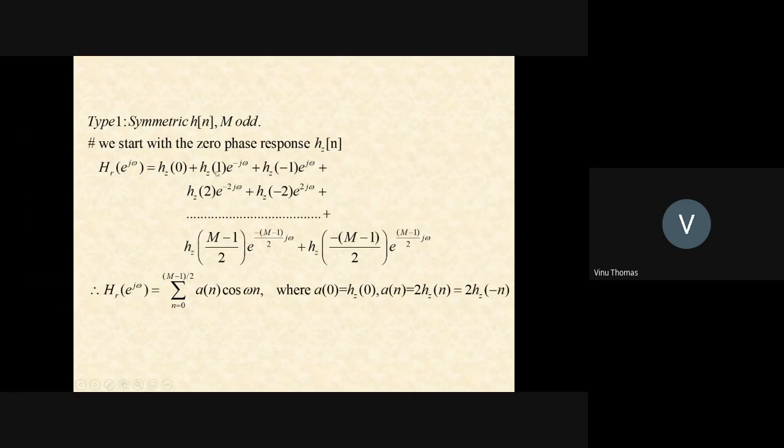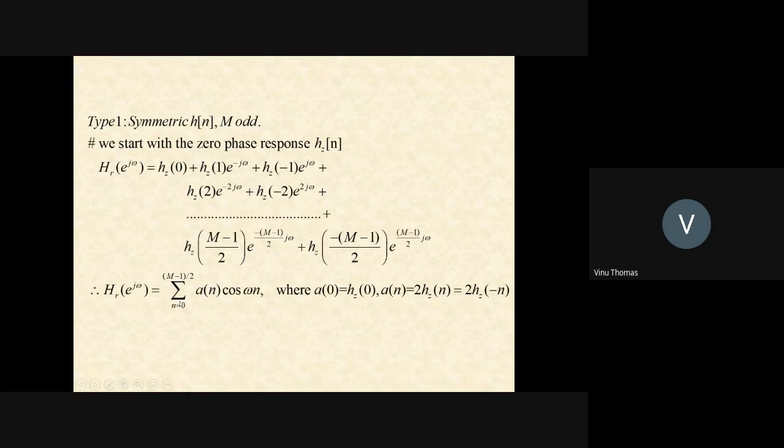So when this is combined, e raised to j theta plus e raised to minus j theta is, what is that? It is 2 cos theta. So this is 2 cos omega. This will be 2 cos 2 omega. And this would be, if you combine these two, because these two are the same, H0 of (M minus 1)/2 into 2 cos of (M minus 1)/2 omega. So if you combine in this fashion, you can write HR of e power j omega, which is the amplitude response, which is real. That is why we have the suffix R.